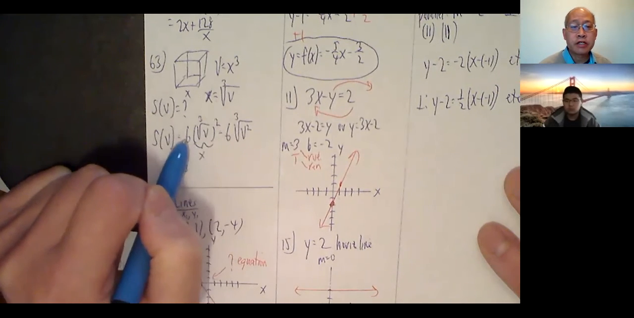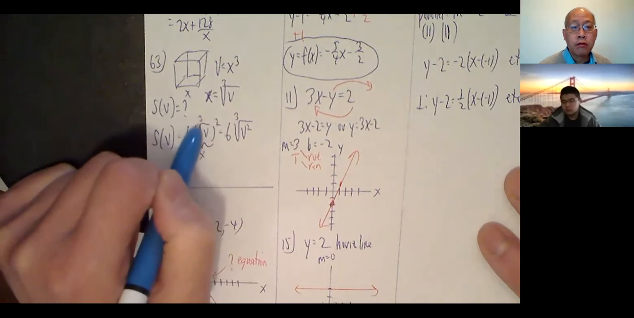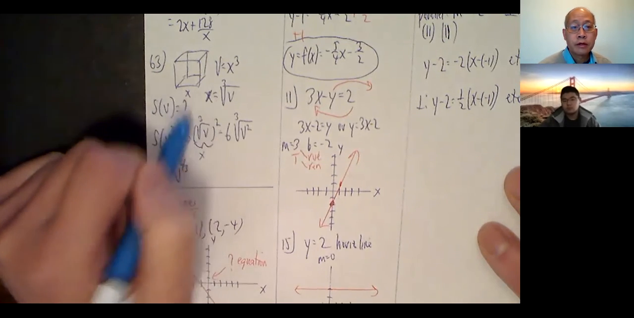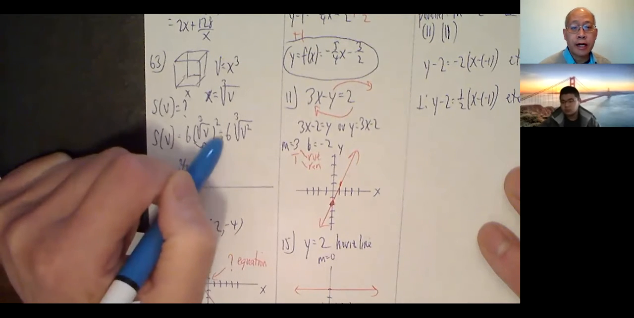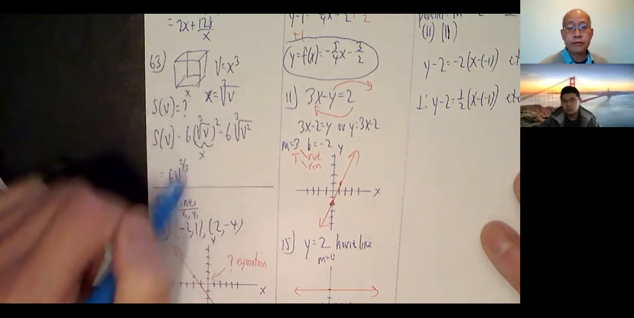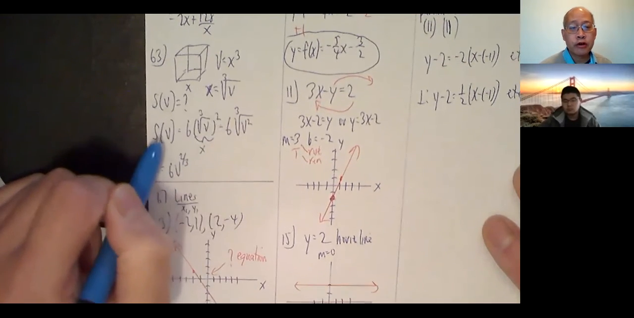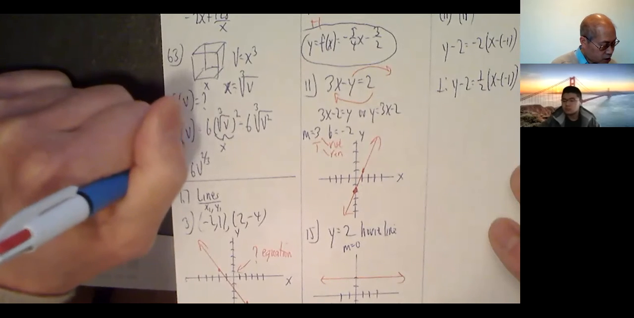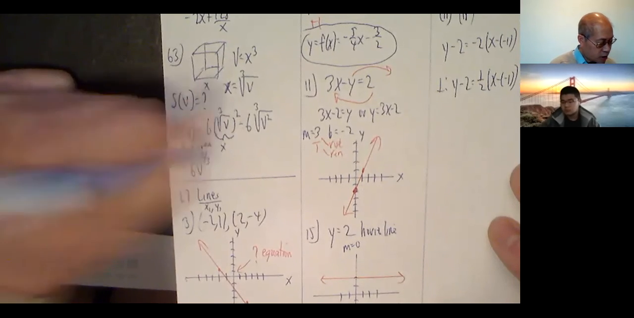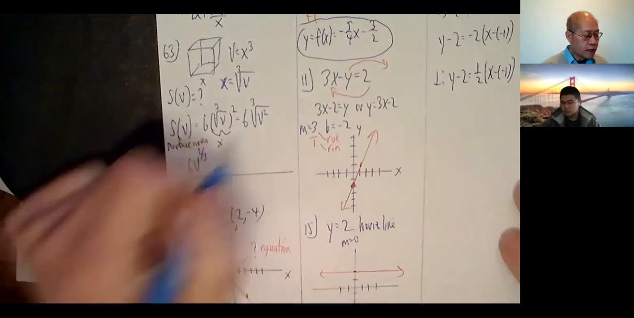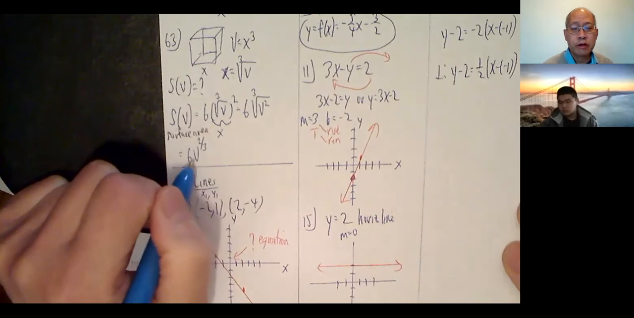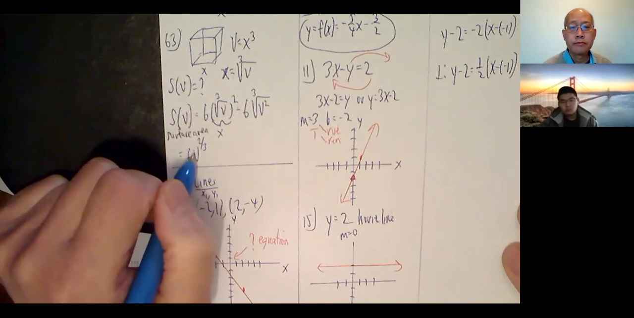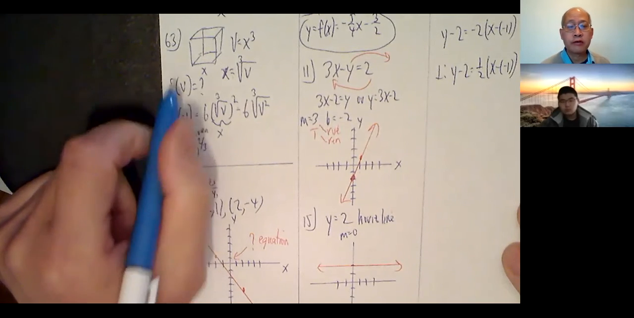Okay? And since there's 6 of them, the surface area is 6 cube root of v squared. So it's cube root of v times cube root of v, and there's 6 of them. So that comes out to be 6 cube root of v squared. So the final answer for the surface area, S for surface area, you can write it like this, 6 times the cube root of v squared, or you can write 6 v to the 2/3. Both are okay. And that's my answer for 63.